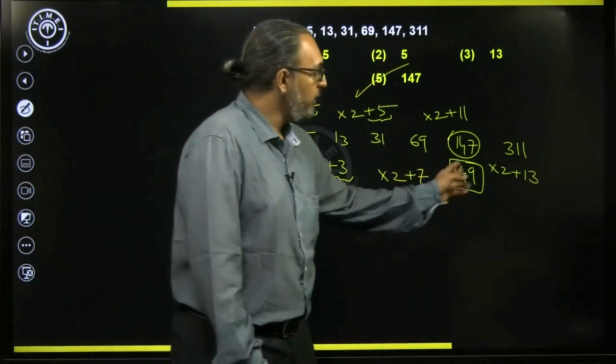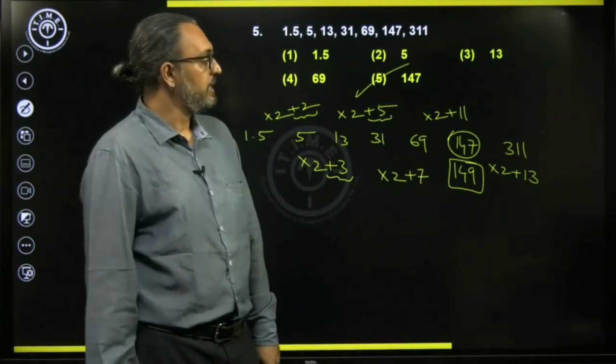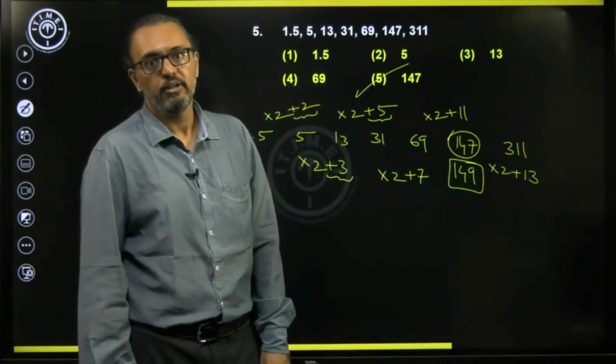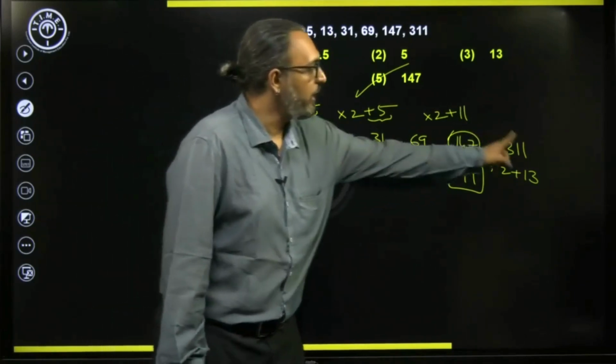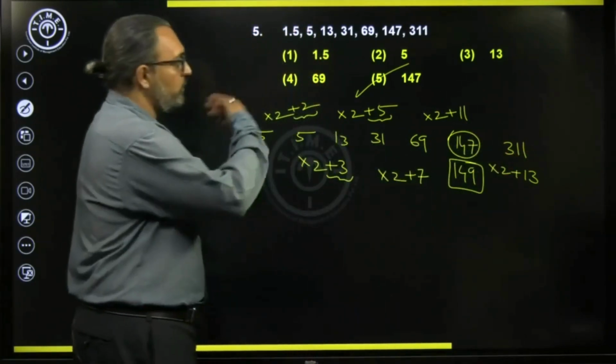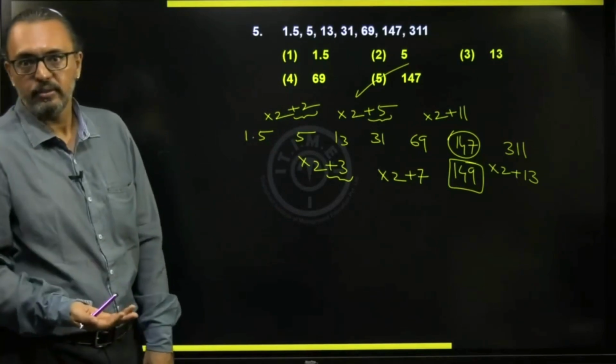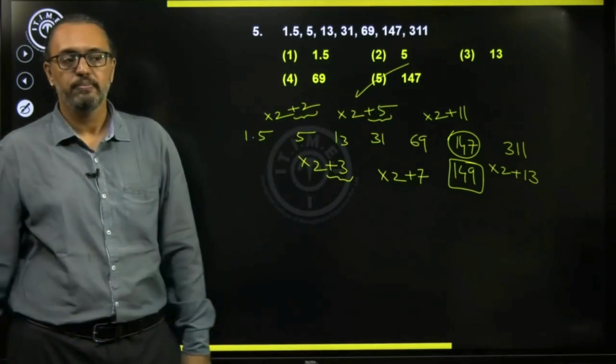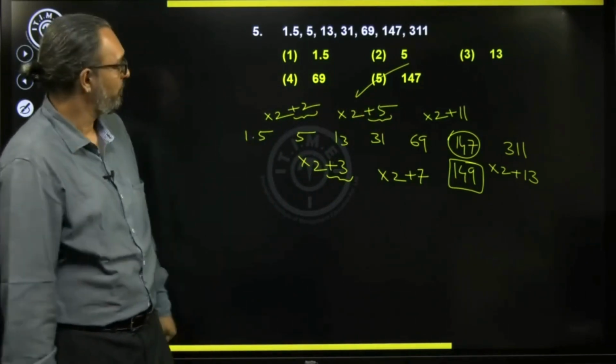So 149 into 2 plus 13. You get 298 plus 13 gives you 311. So I am getting the right number after it. So this is how the logic has to be identified. So the wrong number we have is 147, fifth option. Okay. Yes.